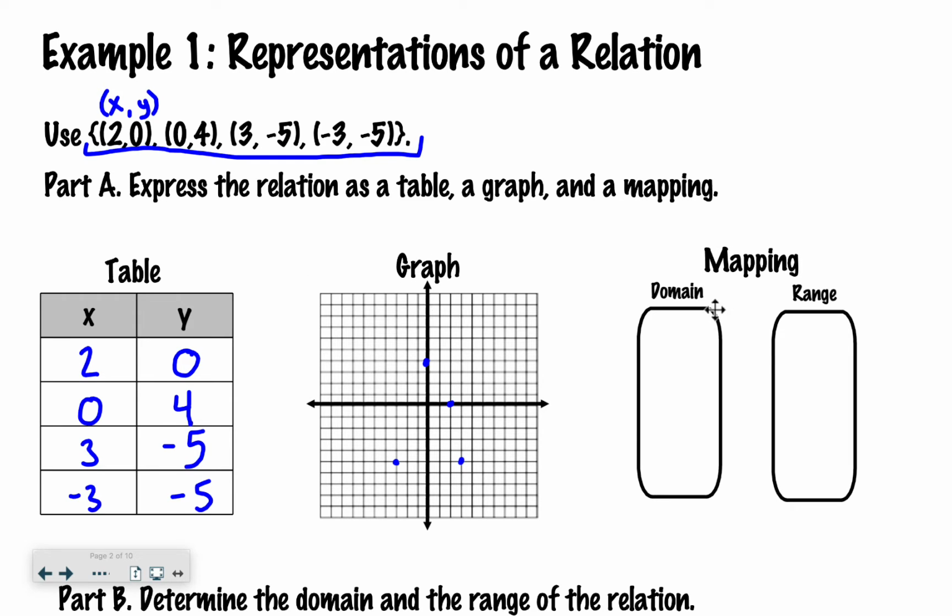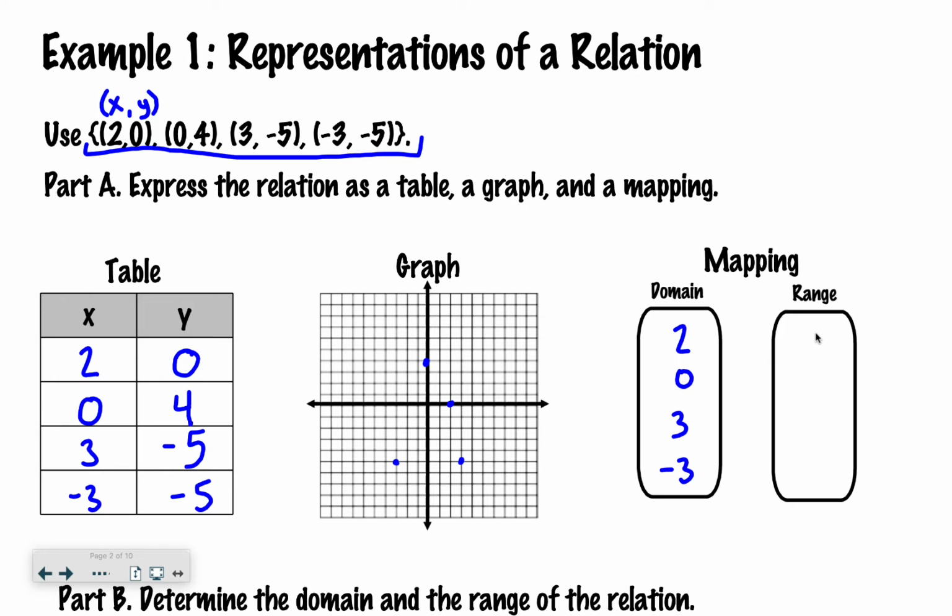You're familiar with both of these. A mapping you've done a little bit before, but not a ton. So let's talk about a mapping. For the domain, basically you're taking the x part of your table: 2, 0, 3, -3. And if any of those numbers were to repeat, you would just write it once, okay?